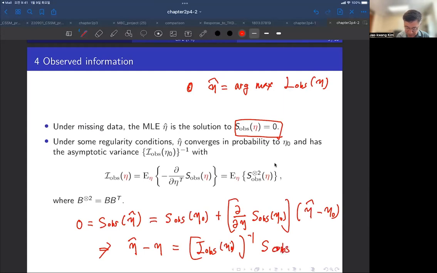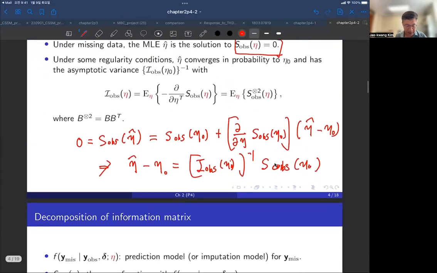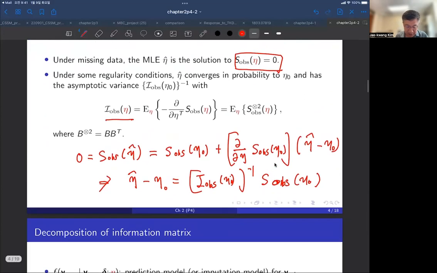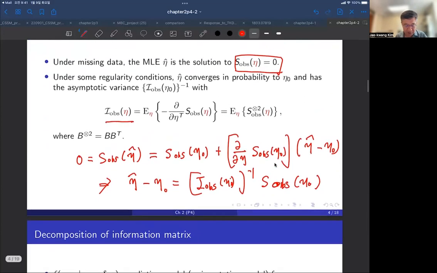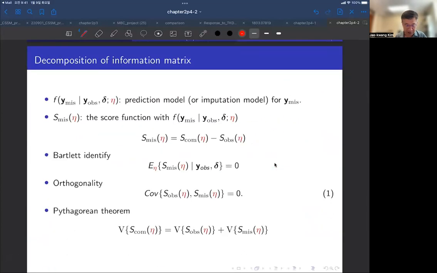That's very similar to what we did for the MLE asymptotic normality with no missing data. It is basically the same structure. The observed score and expected Fisher information derived from the observed likelihood need some more discussion. So here are some comments on the decomposition of the information matrix.